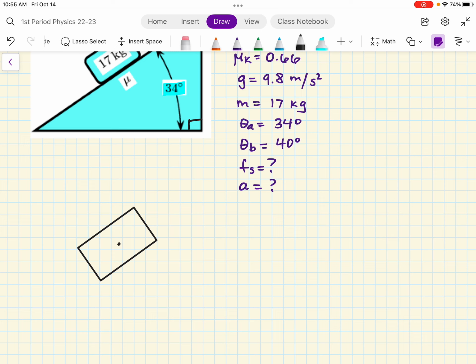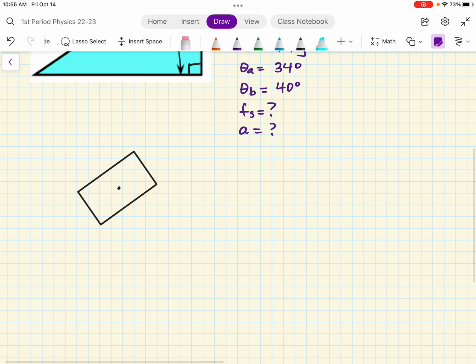I think the center of mass is somewhere there. Let's start with the weight of the object. We know that the weight is present because we have the force of gravity acting on it. Okay.